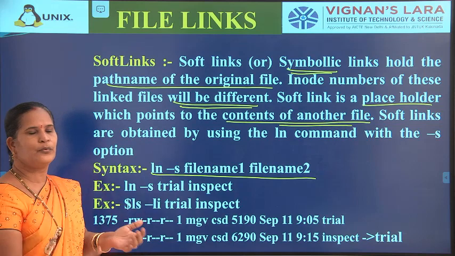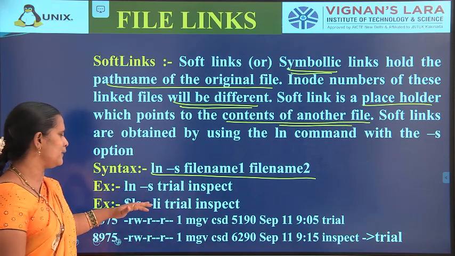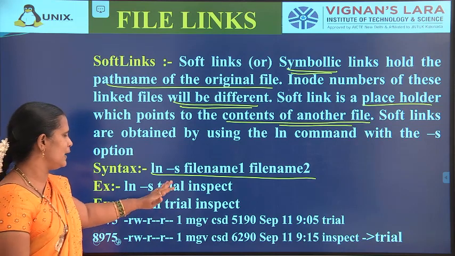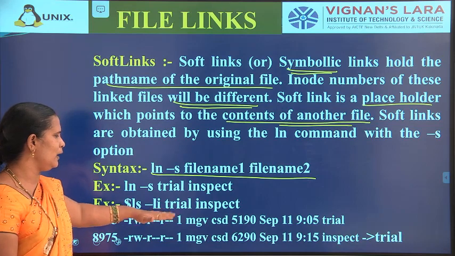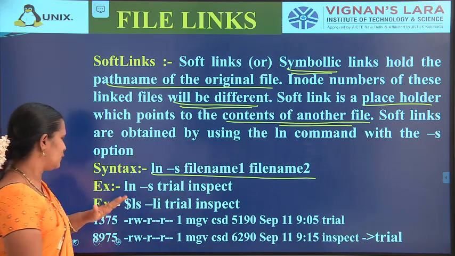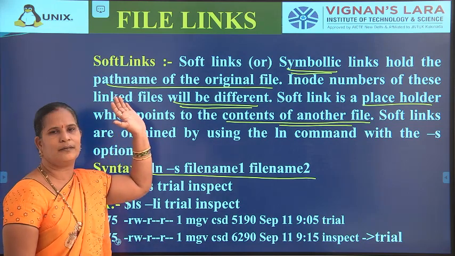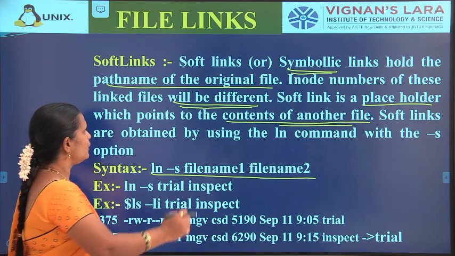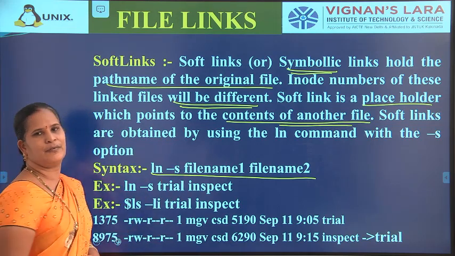We can view the output of this command just by typing ls space hyphen li space trial space inspect. By issuing this command only we can check the output. What is the main importance of this soft link? Here we have to check 2 points: one is the inode number and the other is the link information.